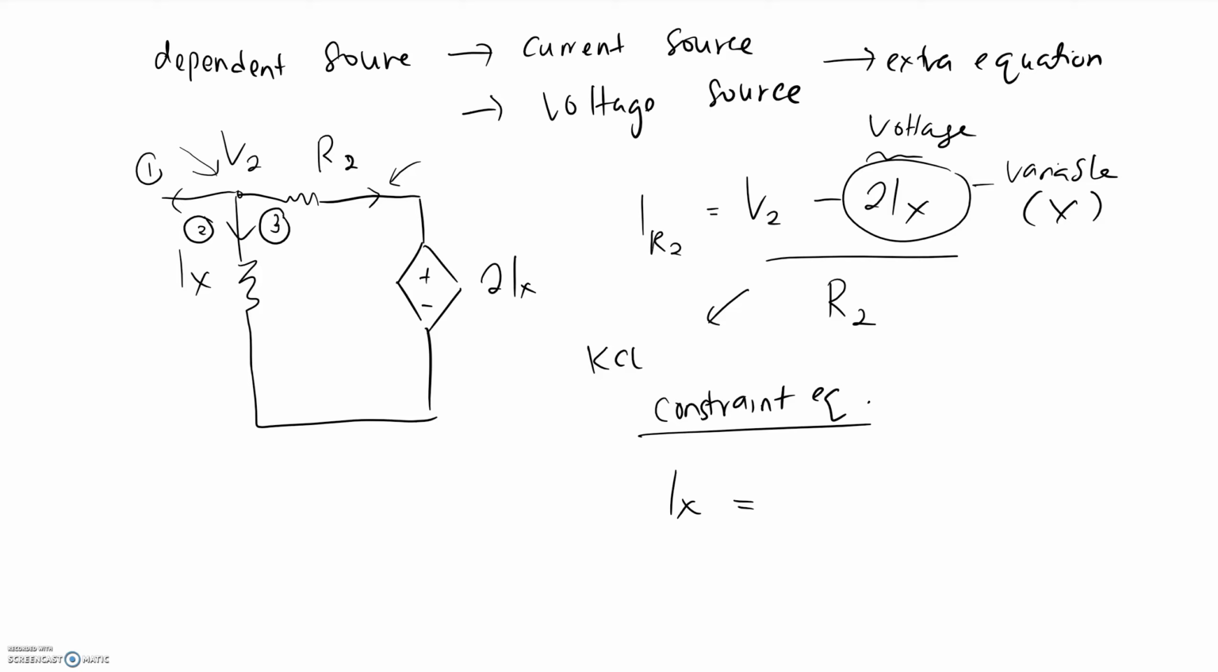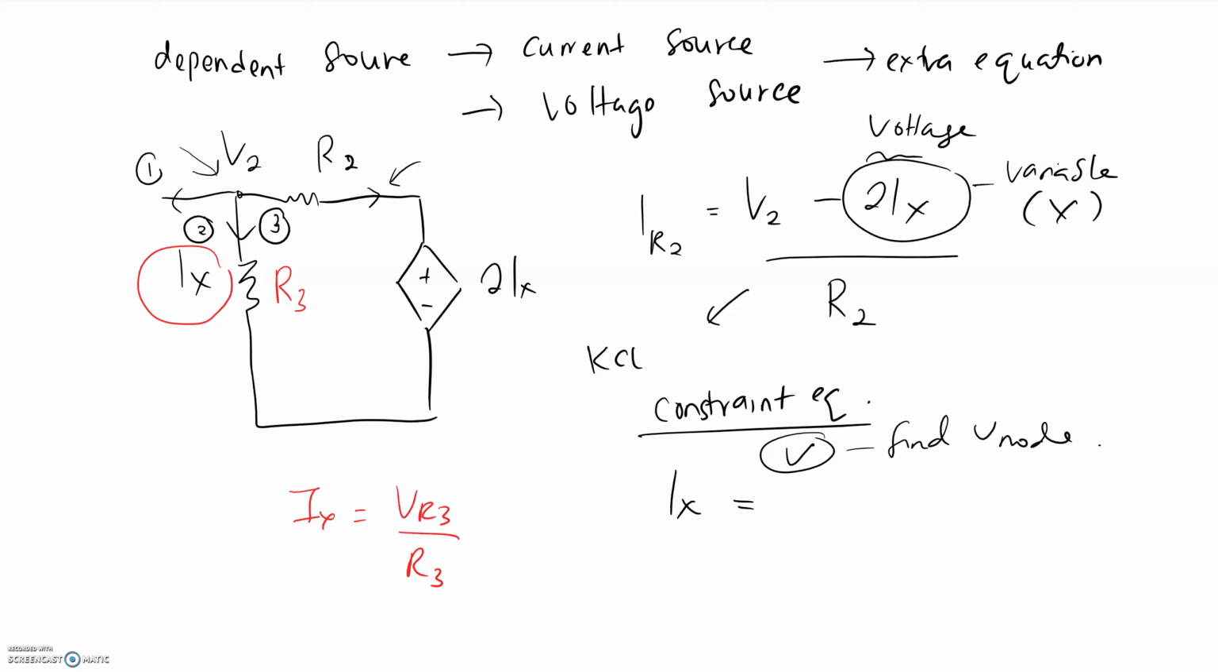The Ix must be in terms of V, because the objective is to find V naught. So as you can see here, this is Ix. Ix flows through R3. For example, I give this one as R3. So by using Ohm's law, Ix is equal to VR3 over R3. So what is VR3?